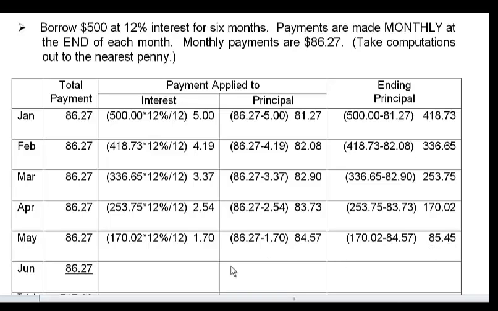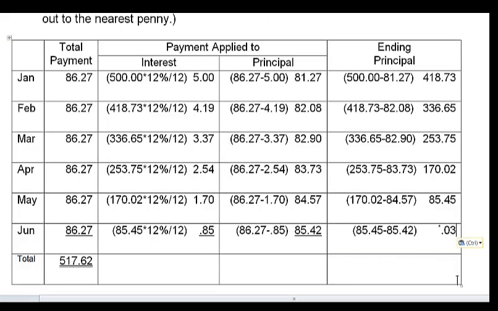$85.45 times 12% divided by 12. Says I'm going to apply 85 cents toward interest. How much goes toward principal? It's going to be my total payment, the $86.27, minus the 85 cents that went toward interest. Says I will be applying $85.42 towards my principal. My ending principal, $85.45 from the prior month, less this month's payment that gets applied to principal. Says my ending principal then would be 3 cents. Now again, ideally it would come to zero, but because we're rounding everything to the nearest penny, that's going to throw things off just a little bit.